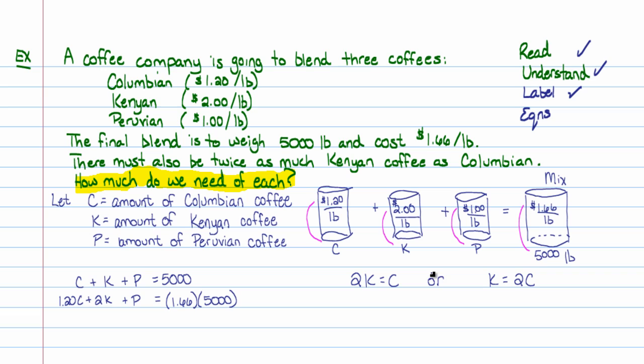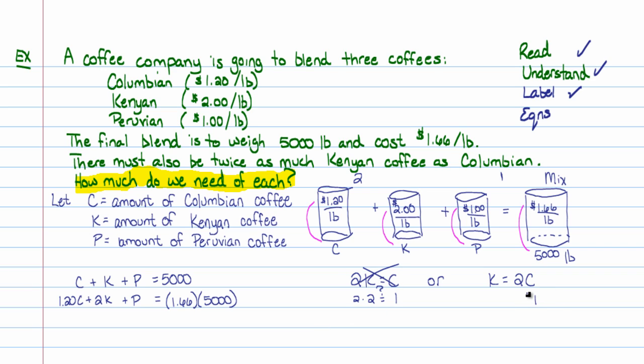The best way to determine which one is right, if you ever have problems like this, and most students do, is to try a value. I know there's going to be twice as much Kenyan as Colombian. So if I have 1 pound of Colombian, I should have 2 pounds of Kenyan. Let's substitute those values, 1 and 2, in for the letters here. If C is 1 and K is 2, is it true that 2 times 2 is equal to 1? Heck no. That doesn't work out. Check it over here though.